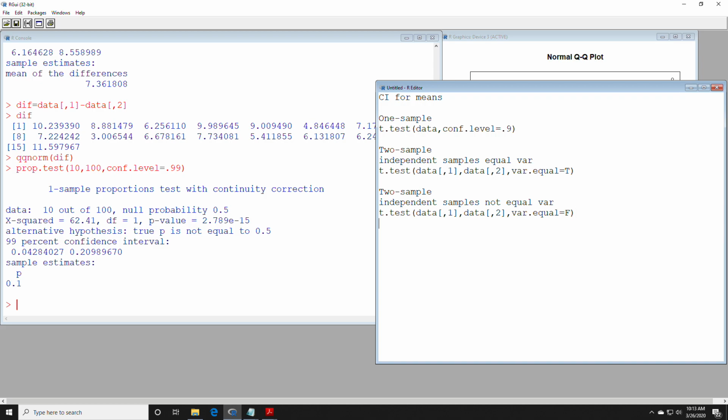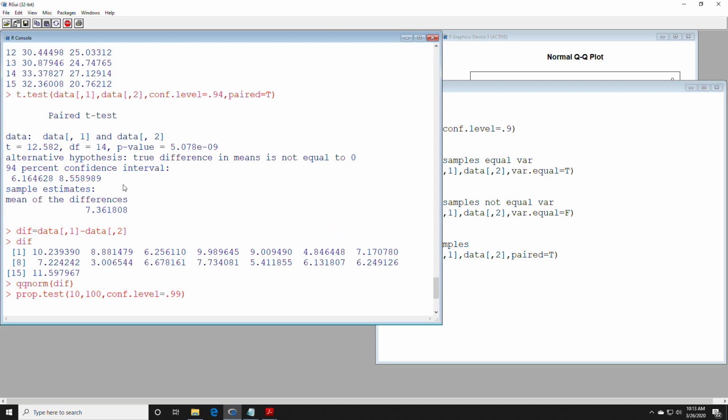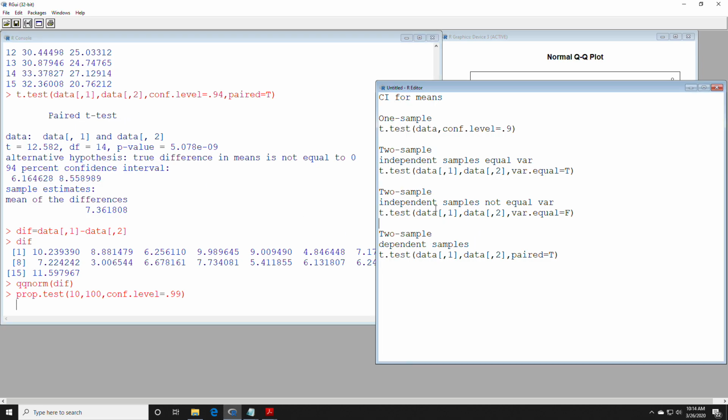Third way, two sample, not independent. Dependent samples. So paired equals TRUE. And one thing you should notice, especially between these, is that the title at the top should be a little bit different: paired t-test, one sample t-test. For these, it's probably going to say Welch two sample t-test. But that's the basic gist. Of course, for each of them, conf.level might have to be changed unless it's 95% confidence.